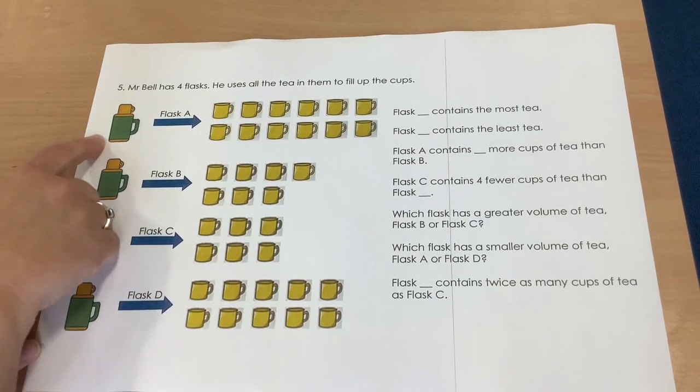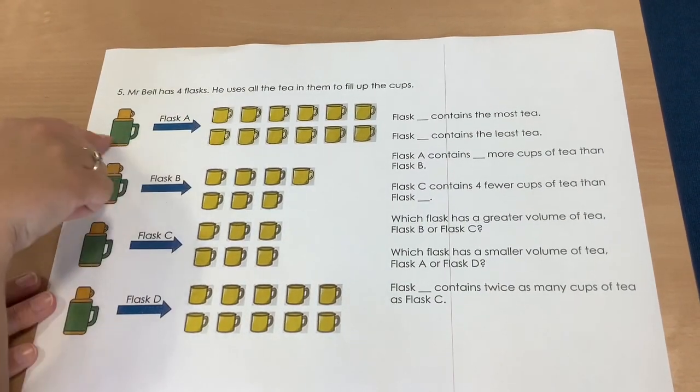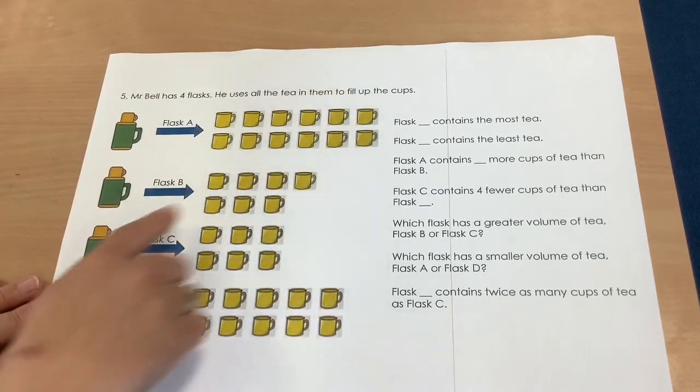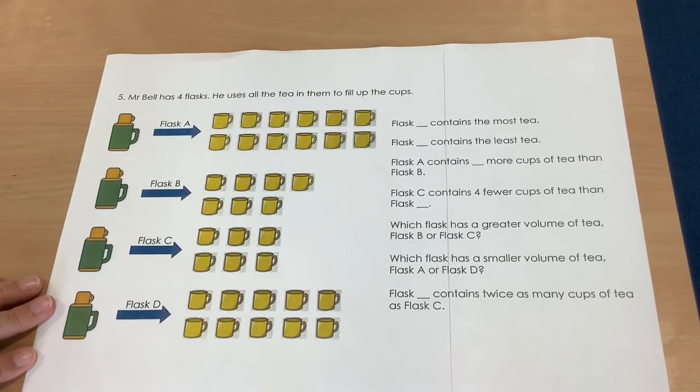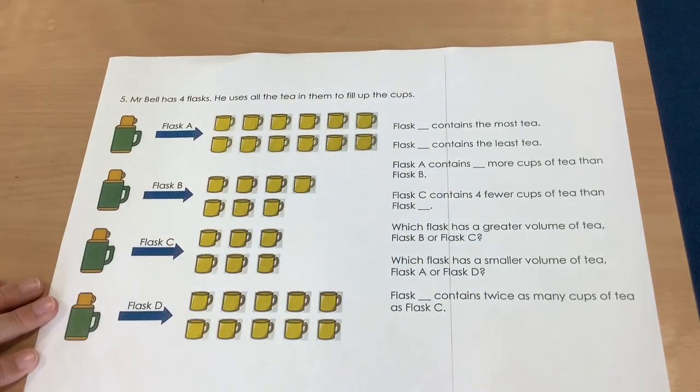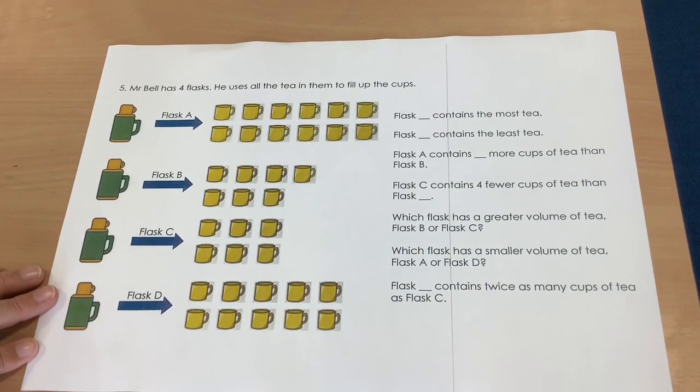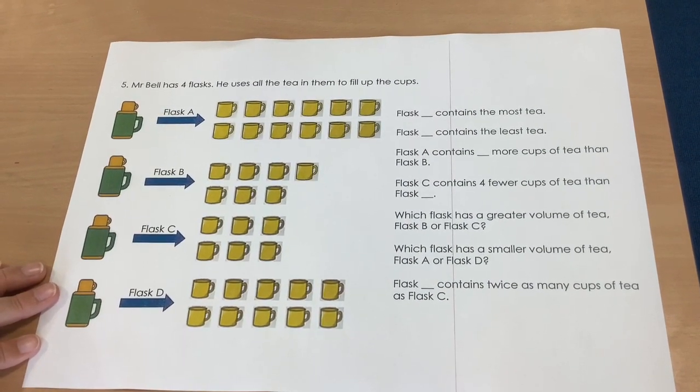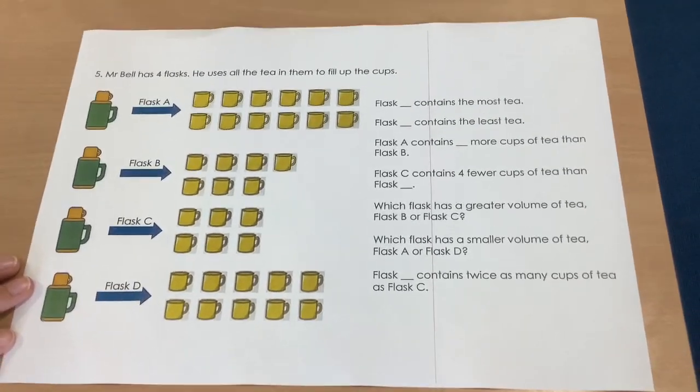And finally, Mr. Bell has 4 flasks and he's using all of the tea in them to fill up cups with different amounts of cups of tea from them, and you've got to fill in the blanks on these questions here. So good luck with that, and we'll come back with the answers tomorrow.